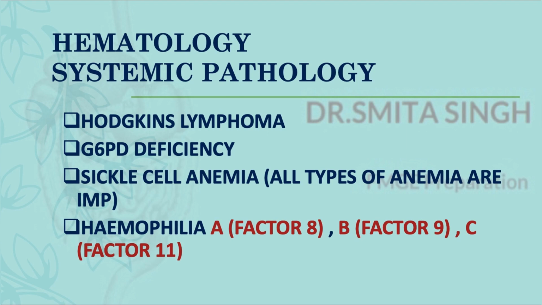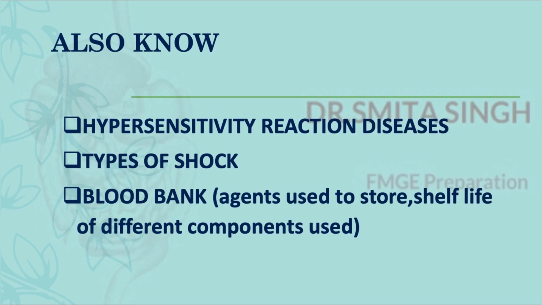And hemophilia A, B, and C. Basically A and B. C is also included in some of the textbooks, and it is because of the deficiency of factor 11. So it's better if you know these things. Also know hypersensitivity reaction diseases. The classification is there: class 1, class 2, class 3, class 4. The examples inside those you need to remember.